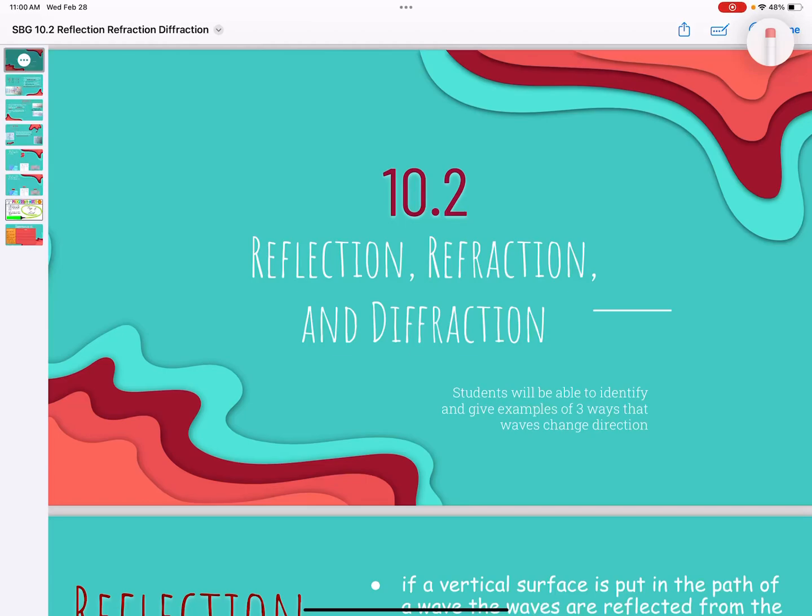Hey, good day, everybody. Today we're going to be looking at what happens when waves either run into something that they can't go through or experience some kind of a change in their medium, what they're moving through. And so we're going to see three different reactions to these scenarios, and we call these reactions reflection, refraction, and diffraction. By the end of this lesson, you should be able to identify and give examples of each one of these things. So let's go ahead and get started.